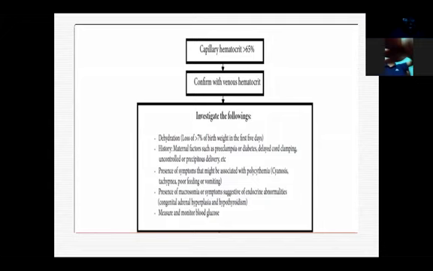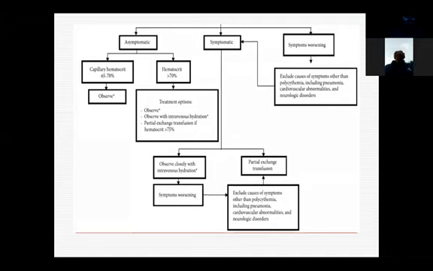What are the investigations to follow? One, look for dehydration. Check for weight loss. If it is more than 7%, that means there is dehydration. Check for maternal history such as preeclampsia, diabetes. Look for delayed cord clamping, uncontrolled or precipitous delivery, etc. Presence of symptoms that might be associated with polycythemia like cyanosis, tachypnea, poor feeding or vomiting. Look for macrosomia or symptoms suggestive of endocrine abnormalities. So measure and monitor blood glucose. Now you have confirmed. Now whether they are symptomatic or asymptomatic is very, very important.